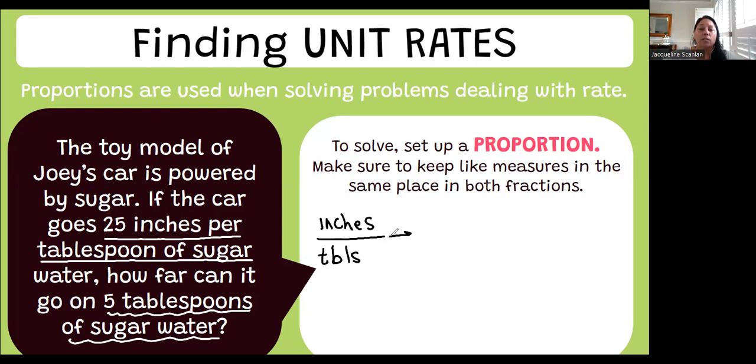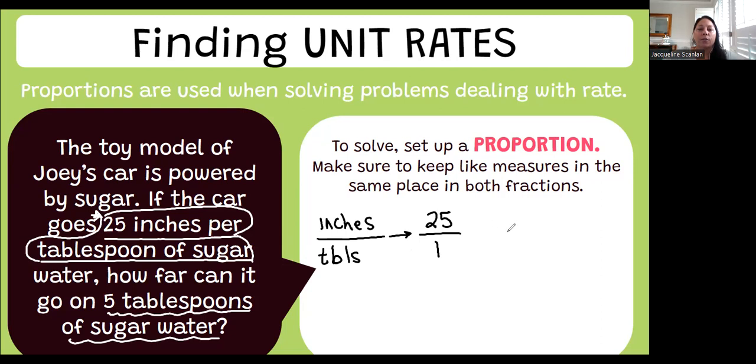And now I'm going to set up my 2 different fractions by the information that was given to me in the problem. The first thing that I know is that it goes 25 inches per tablespoon of sugar. That's the first piece of information I'm given. So my first fraction is going to show, on the inches, 25 inches. And for the tablespoons, it says per tablespoon, that means 1. For each, per, those are all words that tell you that you're using 1.